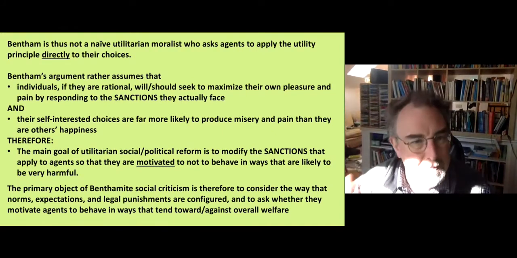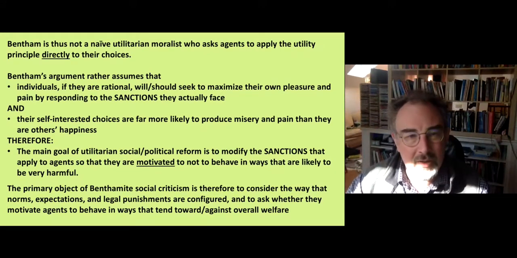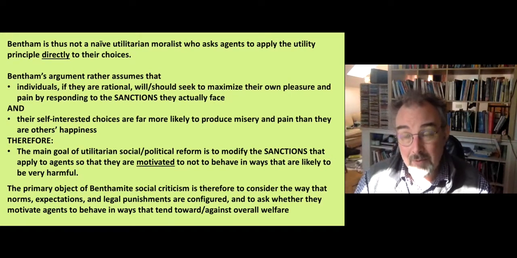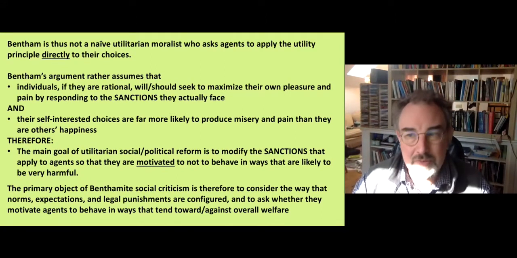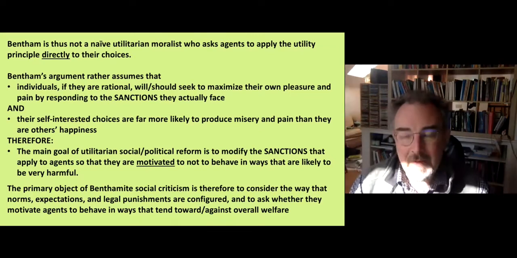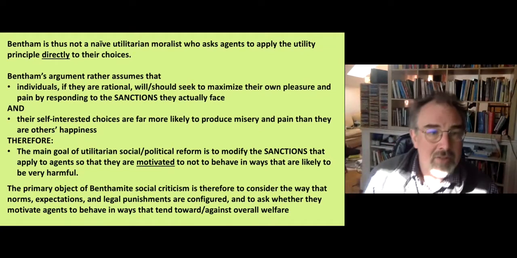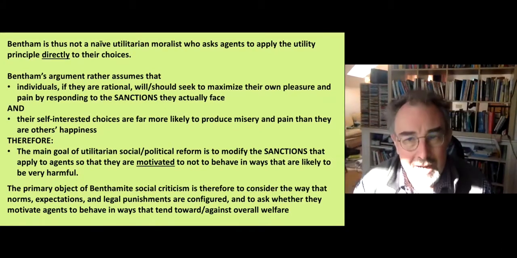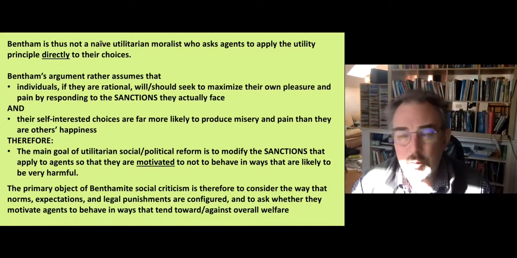That, I think, is not Bentham's picture, because as I've tried to emphasize, his psychological theory of the various sorts of sanctions that provide us with sources of pain and pleasure that in fact condition our daily choices suggests that he has a more sophisticated and realistic picture of how human beings actually live and how indeed they should live. So if he's not a naive utilitarian moralist who is asking us to apply the utility principle directly to our choices, how should we then take him?